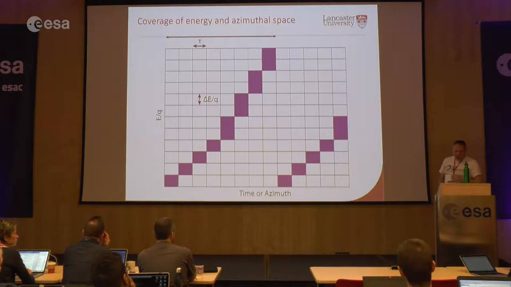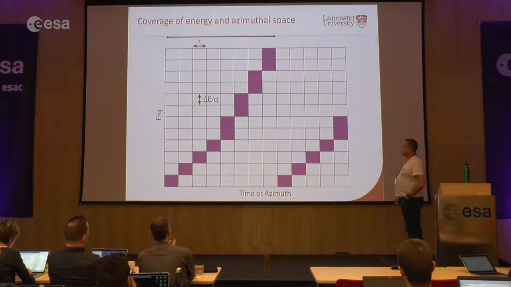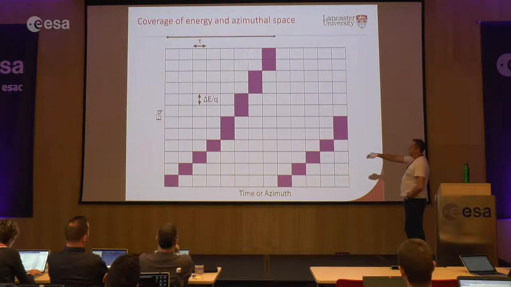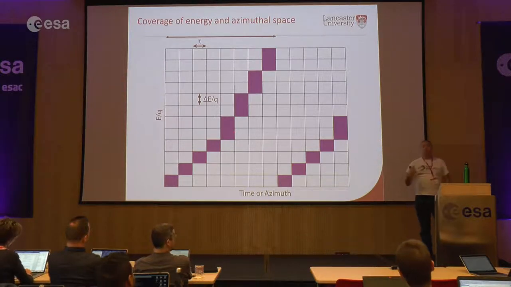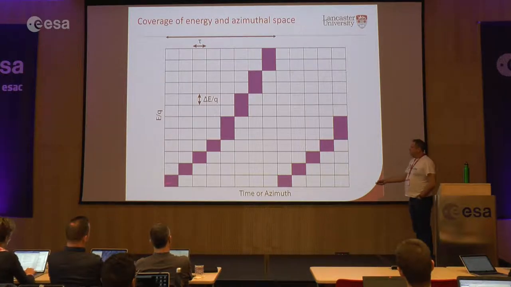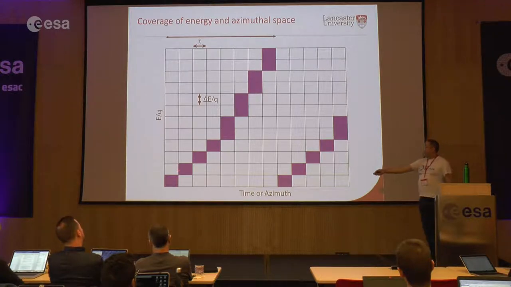So if we were to look at the energy per charge versus azimuth, this sketch is a little confusing to get your head around. Each row here is a different energy per charge bin in the instrument. Where it's colored purple is where an accumulation is happening. So we start out at time zero. We're looking in one particular azimuthal direction, and we do some counting. We count for a certain accumulation time, and we accumulate these counts here.